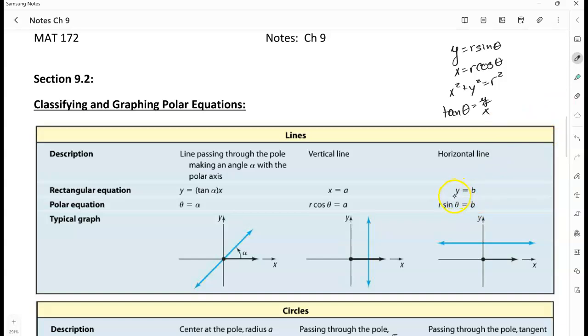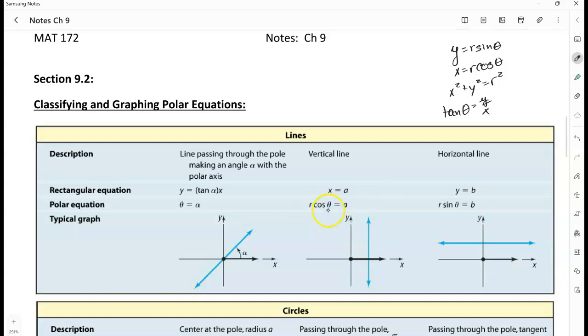So those are the substitutions we could think about making. For a horizontal line, if we make a substitution for y, which is r sine of theta, we could write a horizontal line in polar this way: r sine of theta is equal to b. Likewise, for a vertical line, we're thinking about something in the form x equals some number a. Make a substitution for x, r cosine of theta, so then we have r cosine of theta is equal to a.